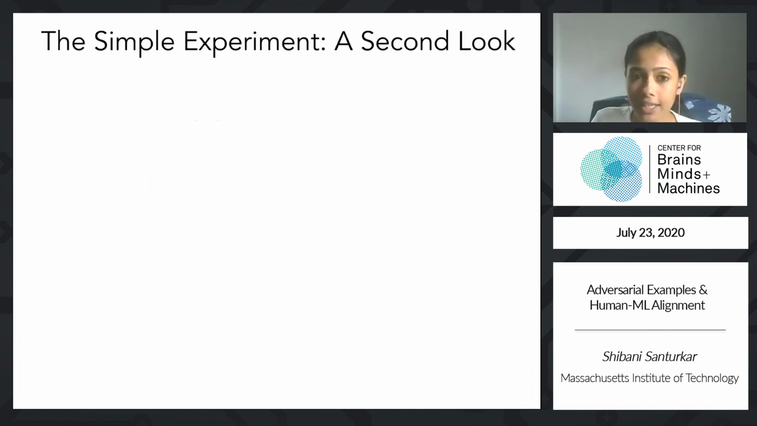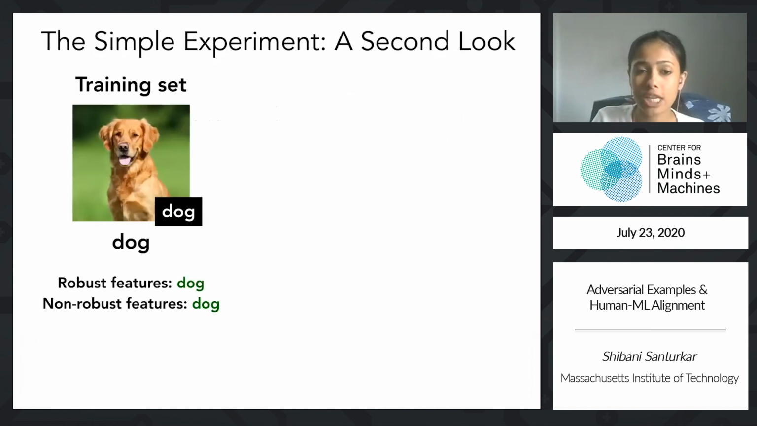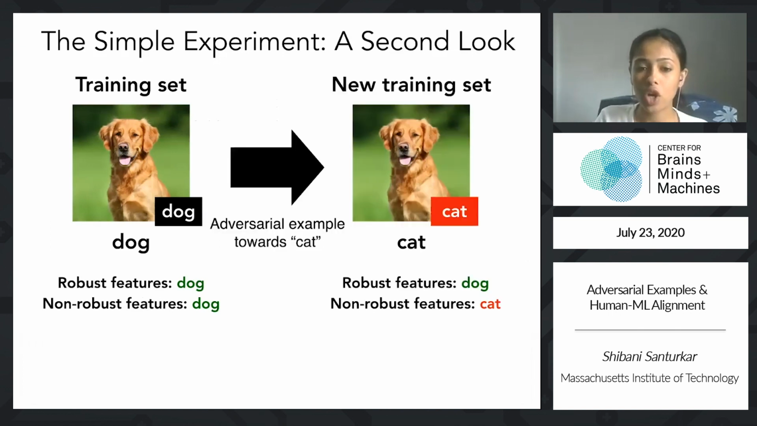So going back to the simple experiment, let's see what we actually did there. We have the training set, where I'm just using one image for illustration, but this is true of every image. You had an image, for example, of a dog, where both the robust and non-robust features are useful features, so they're correlated with the label dog. When you construct adversarial examples, by definition, you can't change the robust features. Robust features are features that can't be flipped by small perturbations. So the robust features still remain correlated with the original label dog. If you saw this image, you would still think it's a dog.